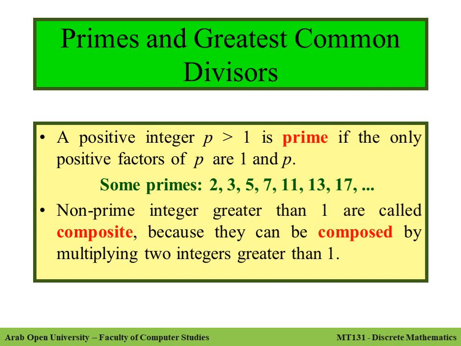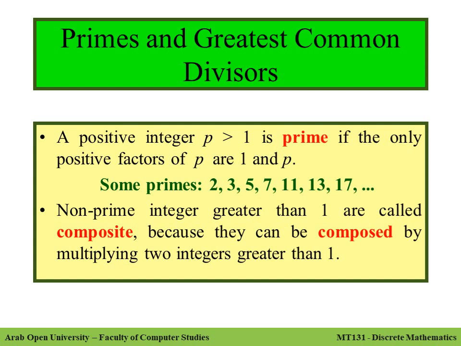Here are the first few prime numbers. 2, of course, is the first prime number. Then 3, 5, 7, 11, 13, 17. And this set is infinite. There is an infinite number of prime numbers. One thing we will notice about prime numbers is that 2 is the only even prime number. All the remaining prime numbers will be odd.